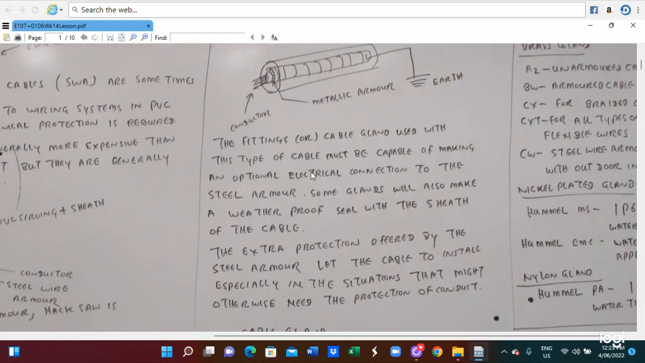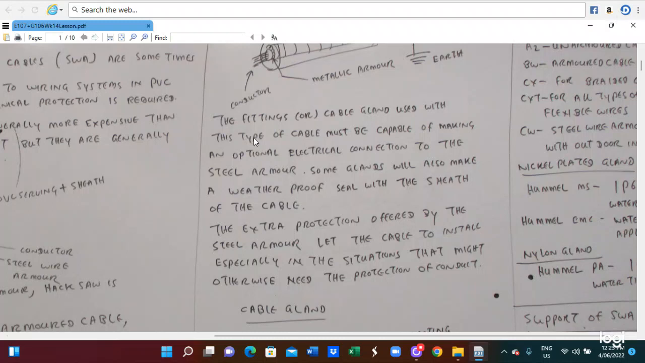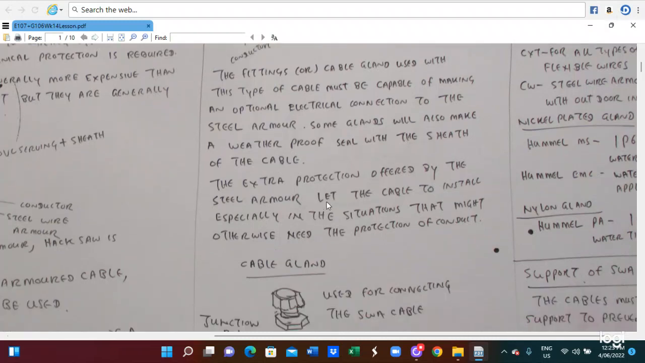The cable gland used with this type of cable must be capable of making an electrical connection to the steel wire armor. Some glands will also be made weatherproof, sealing with the sheath of the cable. The extra protection offered by the steel wire armor lets the cable be installed, especially in a situation that might otherwise need the protection of a conduit.